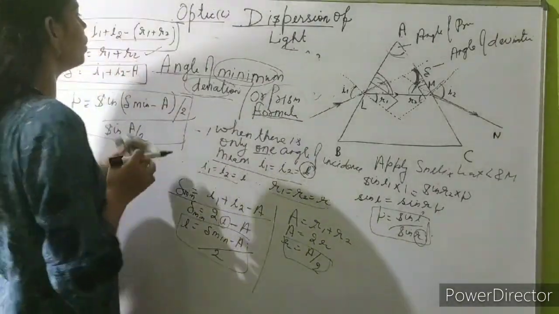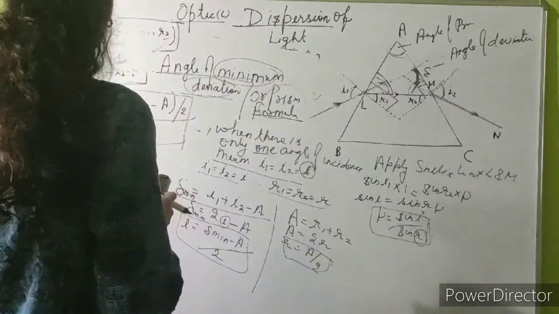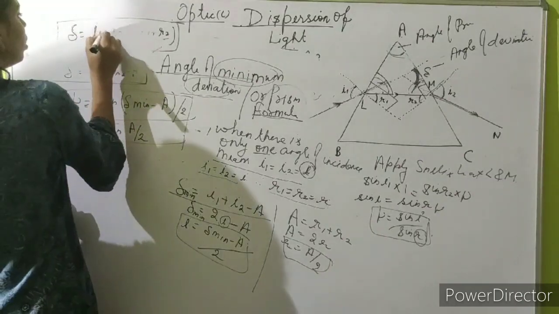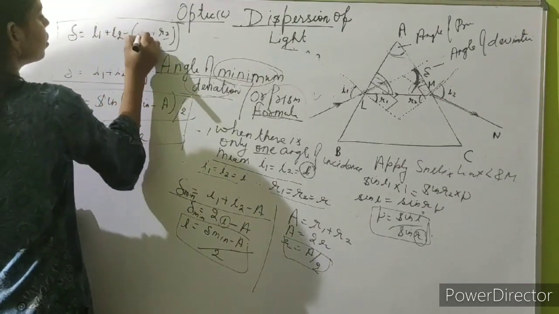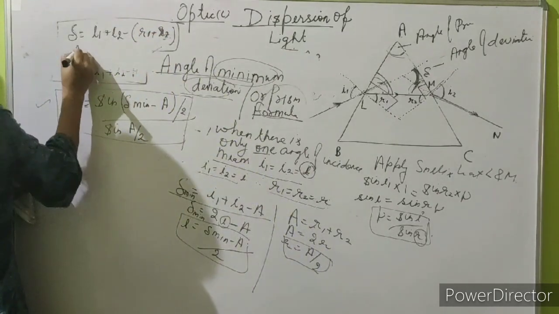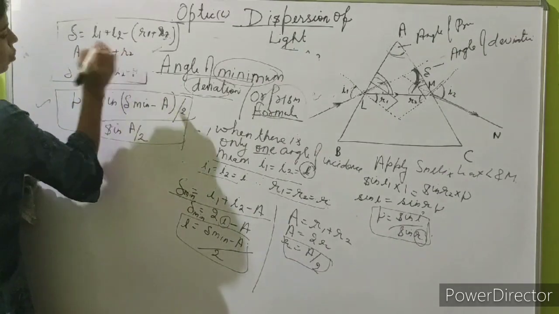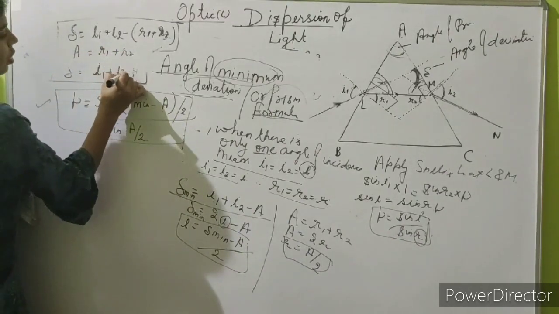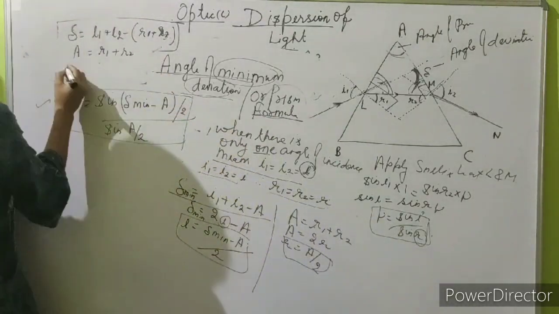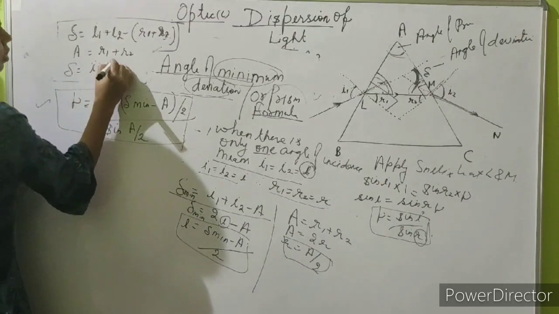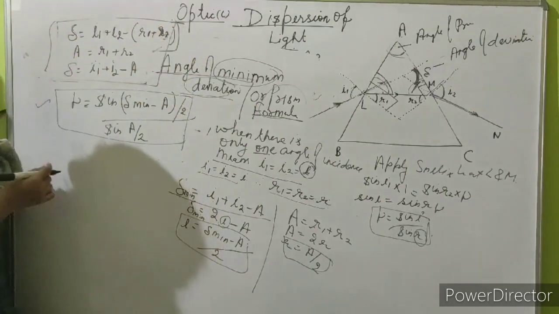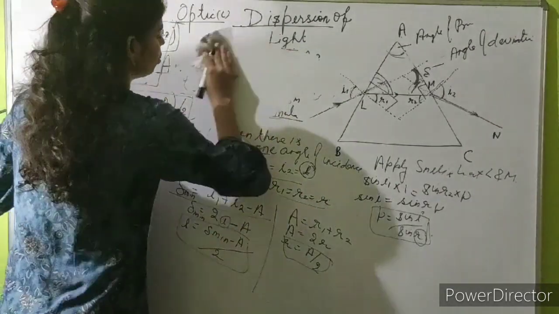Now we will move towards the thin prism. This was delta is equal to I1 plus I2 minus R1 plus R2. And the second was angle A is equal to R1 plus R2. And the third, delta is equal to I1 plus I2 minus A. So these are the three results and this is the minimum deviation.